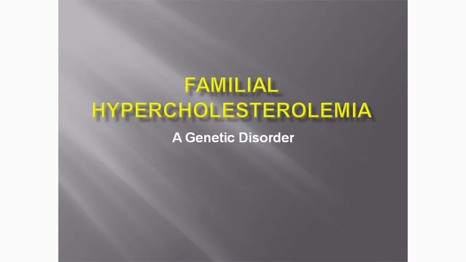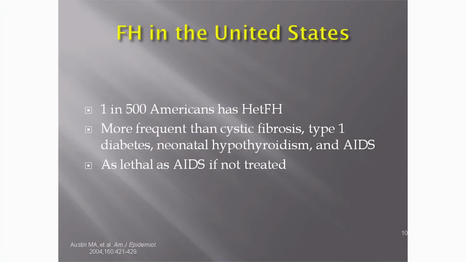We should look at FH, or familial hypercholesterolemia, as a genetic disorder. The reason we need to do that is when we start viewing this as a genetic disorder, it falls in a different place in our understanding in medicine, and we treat it differently, and we evaluate the patient and the patient's family differently. So we should know that about 1 in 500 Americans will have the heterozygous form of FH, or the form where one gene is inherited from one parent and not one gene from each parent.